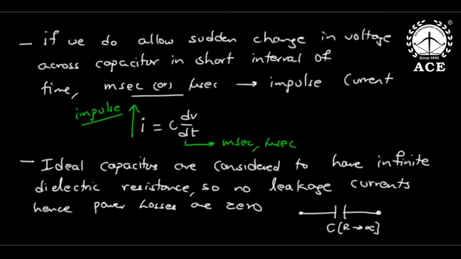Next, if we do allow sudden change in voltage across a capacitor in a short interval of time, impulse currents will flow. Ideal capacitors are considered to have infinite dielectric resistance, because an ideal insulator resistance is infinite, so no leakage currents and power loss is zero.